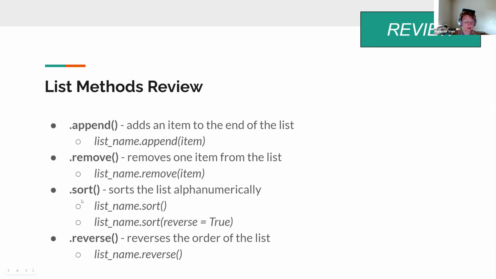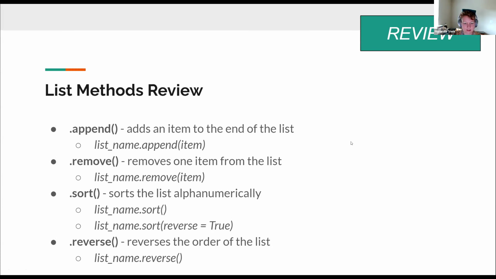And then there's sort and reverse, but these are not as important, and you did not need them for your assignment. You mostly just needed this append here. But if you're interested, sort will sort the list alphanumerically. So if there's numbers, it'll sort it 0 to 10. It'll sort it in numerical order. If it's letters, it'll sort it alphabetically. I don't really see that used super often. Then the reverse method just reverses whatever current order the list is in. Again, I don't see that one used super often.